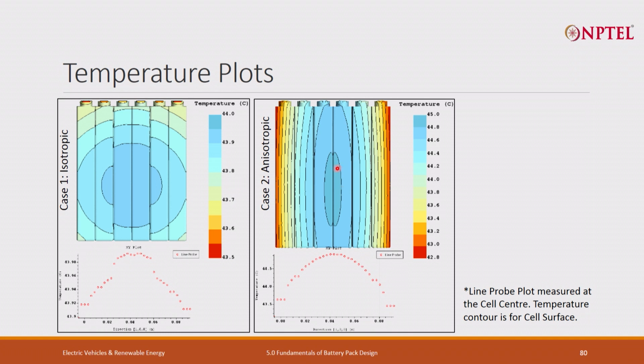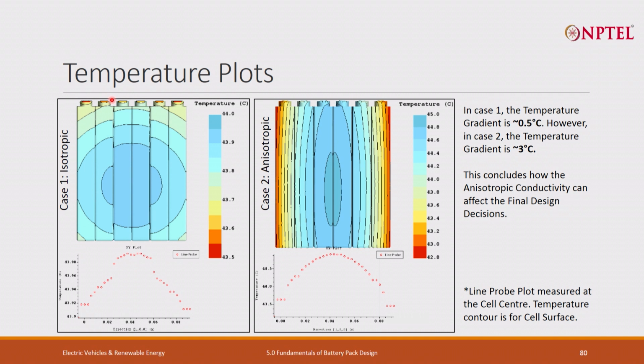So if we are not able to identify this type of situation, I may not be able to design my battery pack sufficiently for the internal temperature gradients. When I say internal temperature gradient, what you see in case 1, the temperature gradient is 0.5. That means the whole 6 cells are almost at a similar temperature.